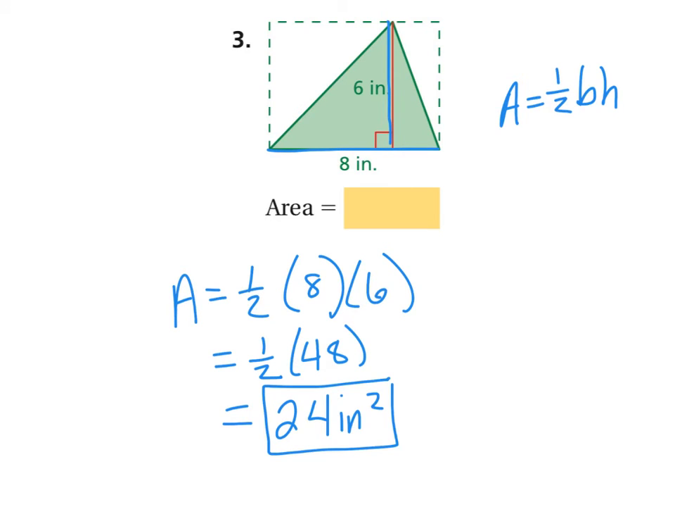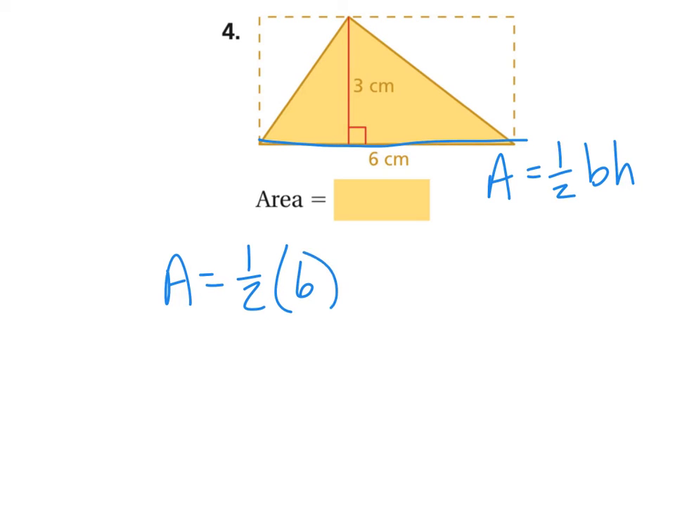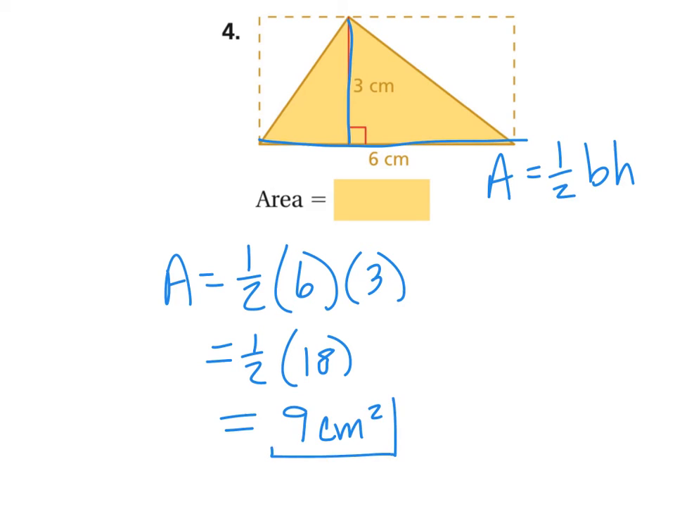Good. Let's do another one. All right, we have another triangle. So again, and keep writing the formula down until you memorize it, guys. This is a formula you will see forever. So area of a triangle is 1/2 base times height. So we're going to say area equals 1/2 times the base, which would be 6, and the height would be 3. So 1/2 of what's 6 times 3? 18. Half of 18 is 9. We label it whatever it's measured at, centimeters squared.